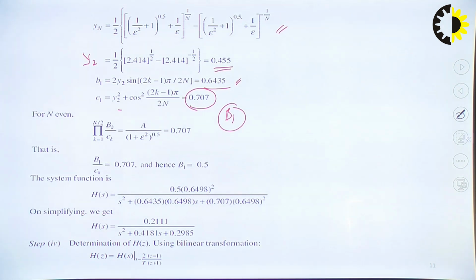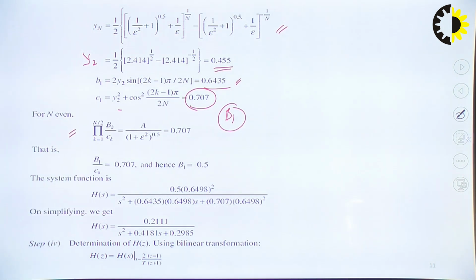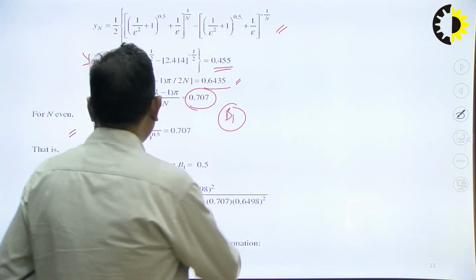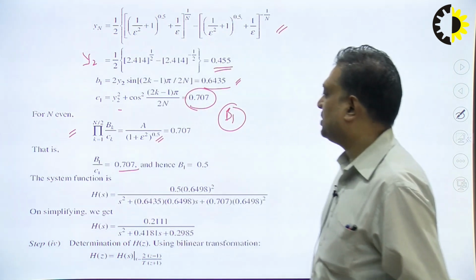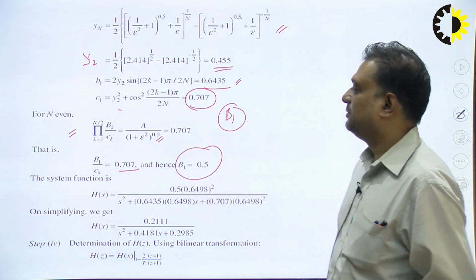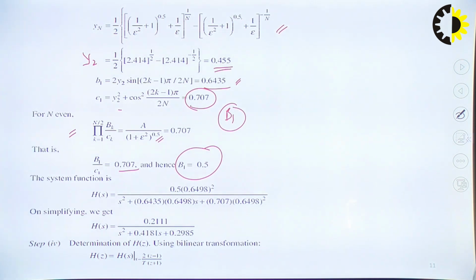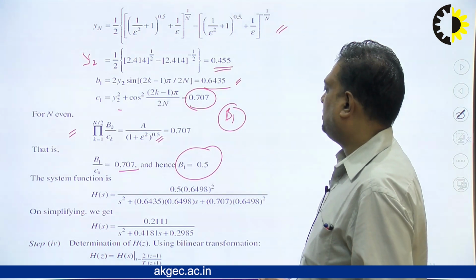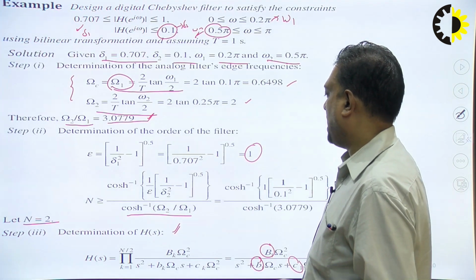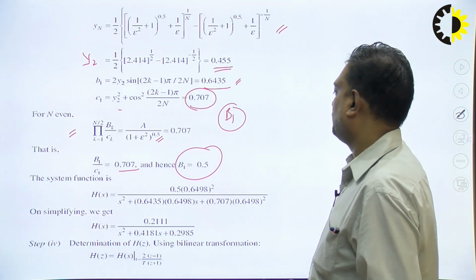We will calculate this using this expression: the product for K equals 1 to n by 2 of capital Bk upon small ck will be equal to A upon (1 plus epsilon square) to the power 0.5. Therefore B1 by C1 will be equal to 0.707 and B1 equals 0.5, and the system function will become 0.5 omega C square. Omega C will be equal to 0.6498.